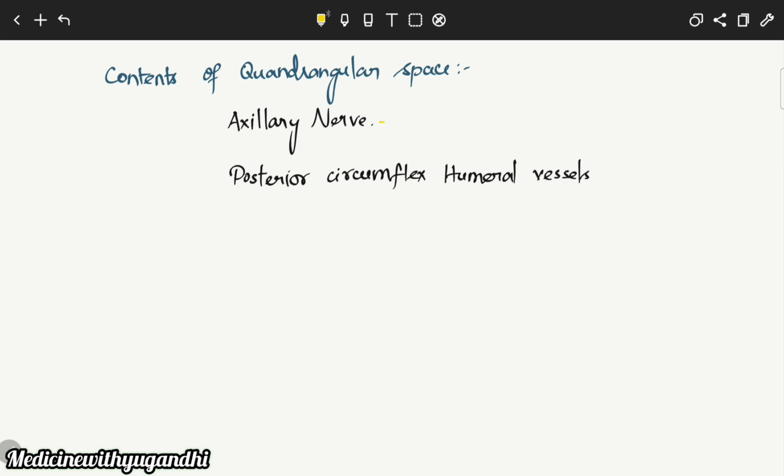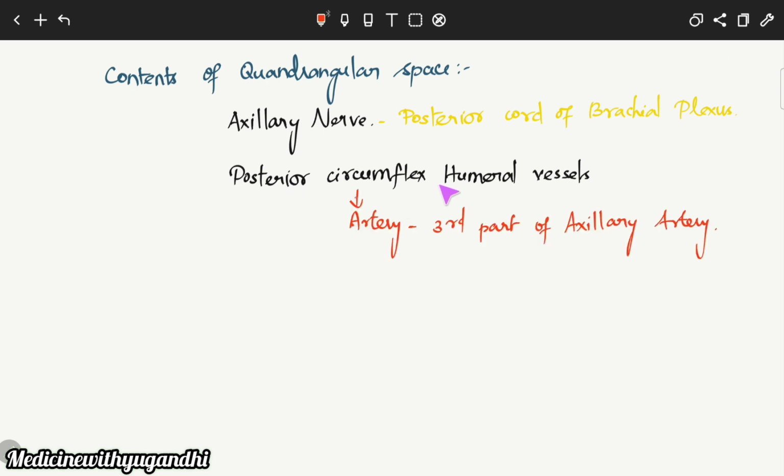Hope you all know that the axillary nerve is a branch from the posterior cord of the brachial plexus, and the posterior circumflex humeral artery is a branch from the third part of the axillary artery. So the posterior circumflex humeral artery is a branch from the third part of the axillary artery, and of course the posterior circumflex humeral vein drains into the axillary vein.